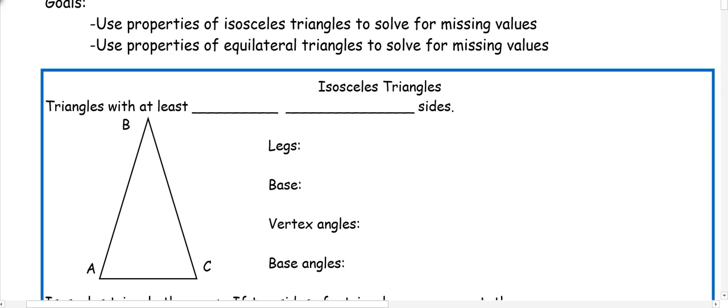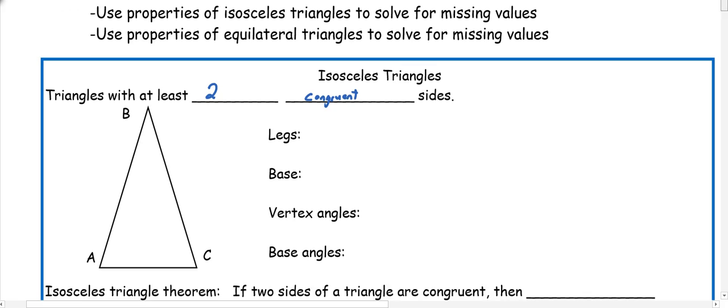This video is about using the properties of isosceles triangles to solve for missing values and use the properties of equilateral triangles to solve for missing values. So remember that isosceles triangles are triangles with at least two congruent sides.